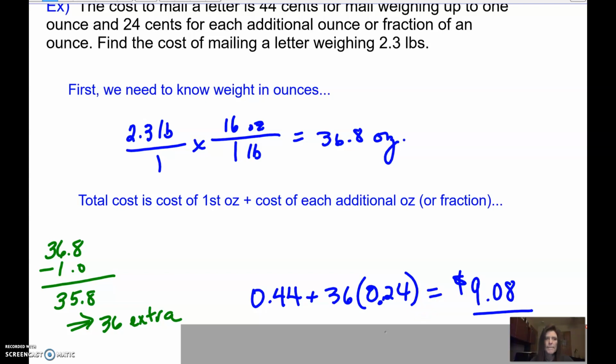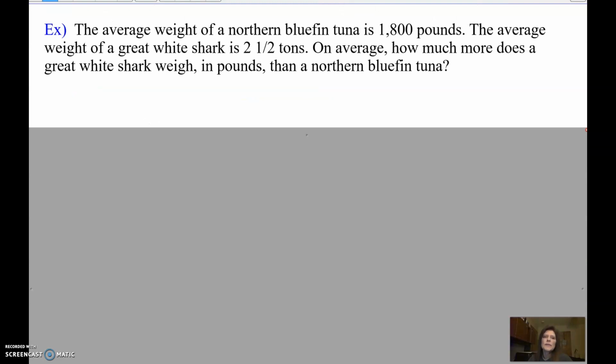One more. Let's compare the weight of different fish. A bluefin tuna is about 1,800 pounds. That sounds huge. But the great white shark on average is 2.5 tons. Now it's a smaller number, but tons are bigger units. We want to know how much more does that great white shark weigh than the tuna.